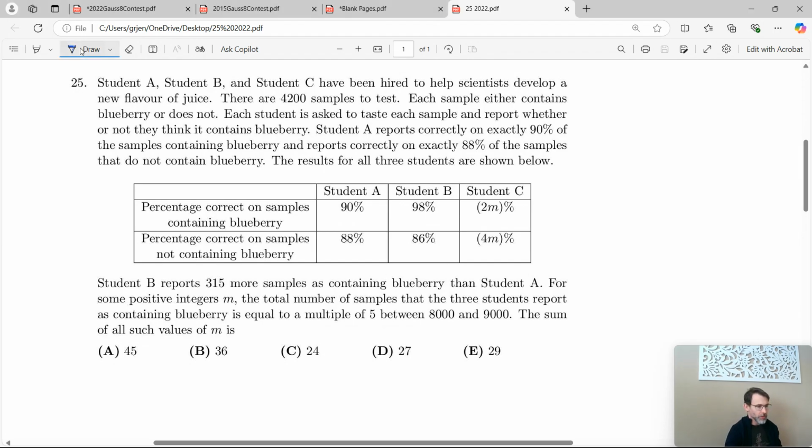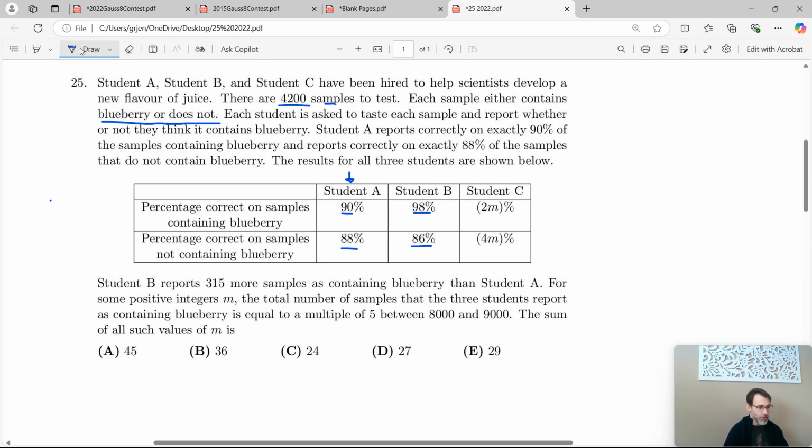First of all, we have to understand the situation. There are 4,200 samples of a new juice that either contain blueberry or do not. Student A reports blueberry correctly 90% of the time when it is there, and 88% of the time when it's not. Student B, on the other hand, over-reports blueberry. They're correct 98% of the time. They only miss 2% of the actual blueberry, but they think it's there 14% of the time when it's not.